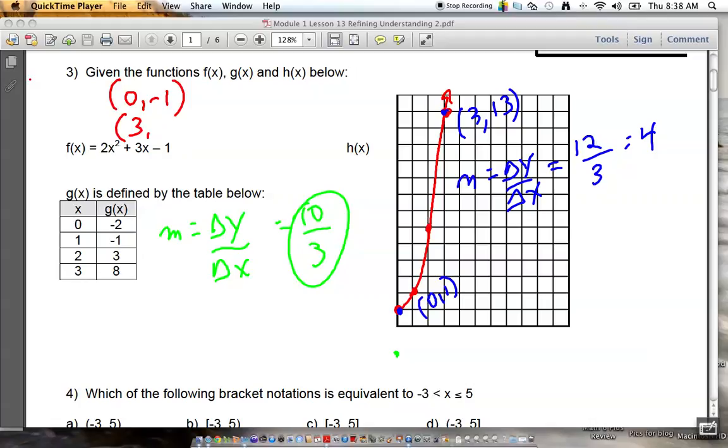Now I'm going to plug in a 3. 3 squared is 9, times 2 is 18, 3 times 3 is 9, so 18 and 9 is 27, minus 1 is 26. Then I subtract, remember change in y over change in x, 26 minus -1 is 27, 3 minus 0 is 3. So this slope is 9. Now, which has the greatest slope?